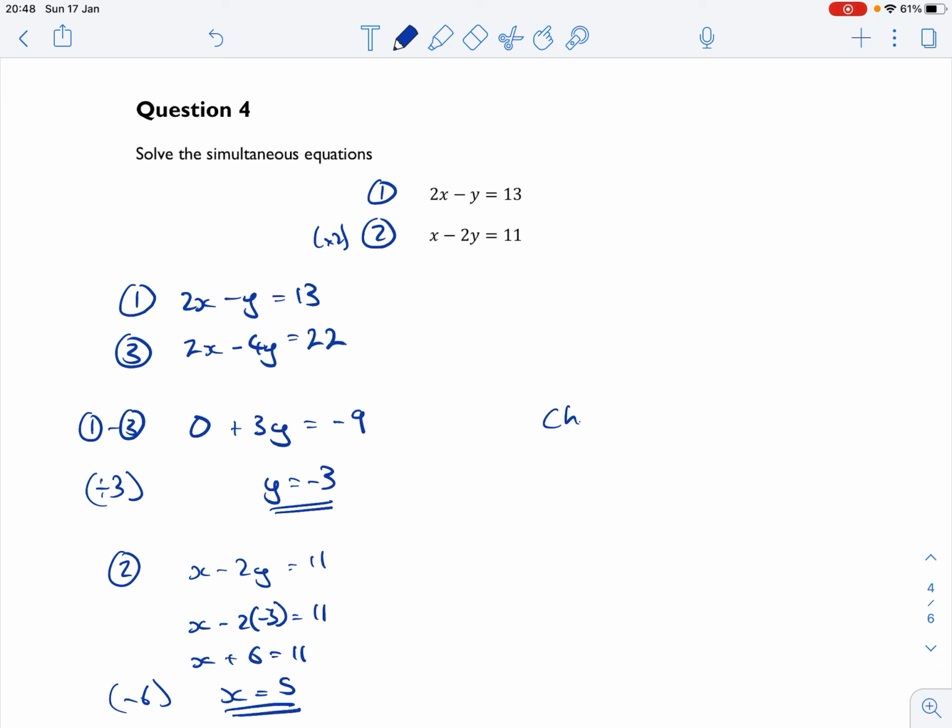Then as ever we check. We like a simultaneous equations question because we can check. We take 1 and we get 2 times x minus y should be equal to 13. So that's 2 times 5 minus 3 should be equal to 13. 2 times 5 is 10. Minus 3 is plus 3, is equal to 13. So we've checked it and it is correct.